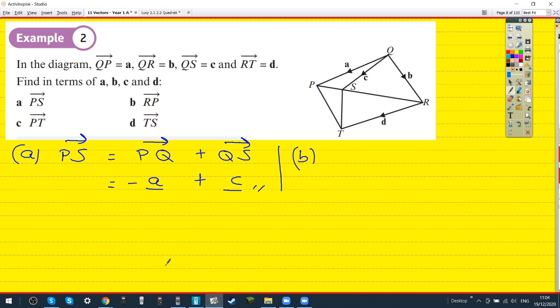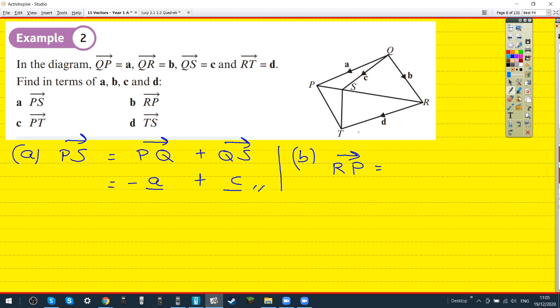Right, part B. R to P. Hang on, we're starting from R. We have to get to P. What's the route we take? Problem is R to S is blank and S to P is blank. We have to take a different route. We can only travel along lines that we know the vectors for. We don't have a vector for that line.